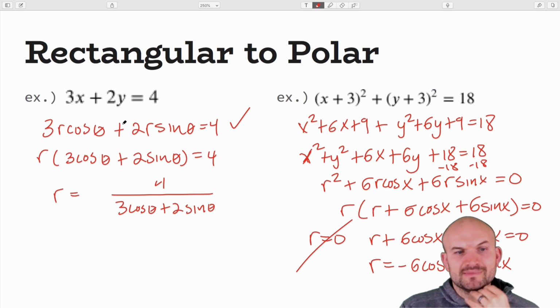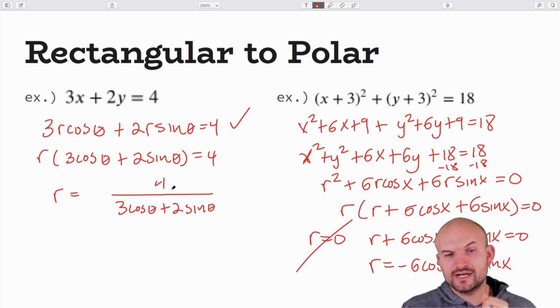However, typically when we're writing an equation in polar form, we want to solve for r. So what I'm going to do is factor out an r, because I can't combine them since they're not like terms. Then divide by 3 cosine of theta plus 2 sine of theta, to give r equals 4 divided by 3 cosine of theta plus 2 sine of theta.